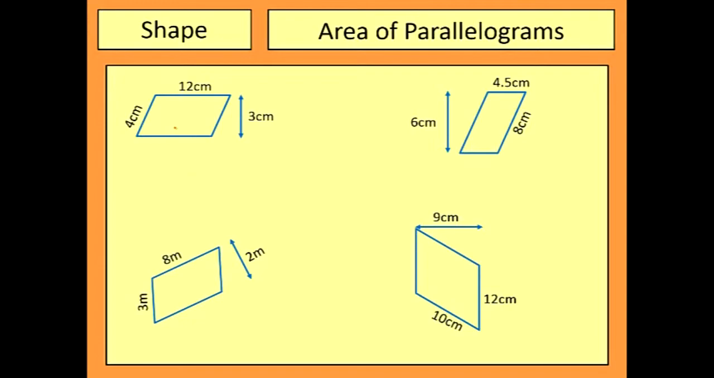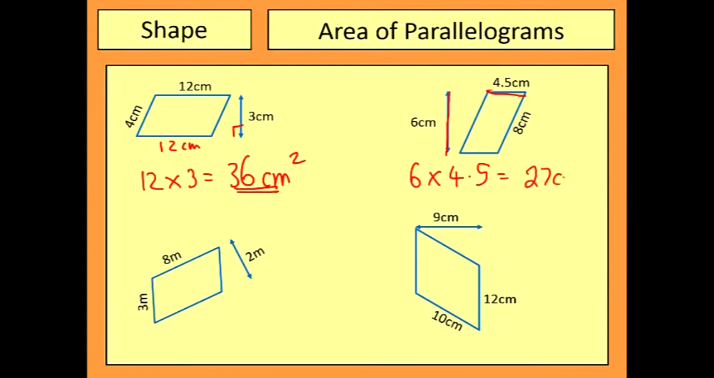For the first parallelogram we have 12 along the top here. That would actually be the same as the 12 here at the bottom. So the base is 12 and the height, which makes a right angle, is this 3 centimeters here. So we're going to do 12 multiplied by 3, which gives you 36 centimeters squared. Okay, for this next one here we have 4.5 as a base, which makes a right angle with this 6 here, so we need to do 6 multiplied by 4.5, which comes out as 27 centimeters squared.